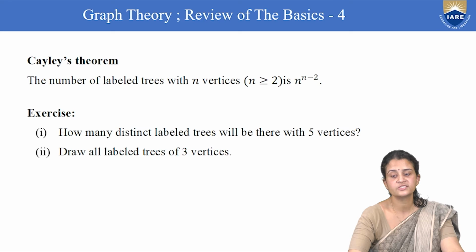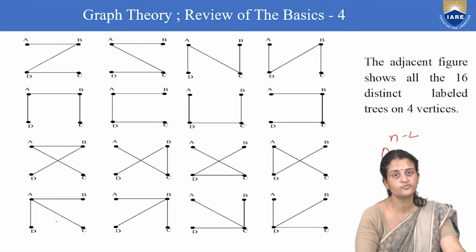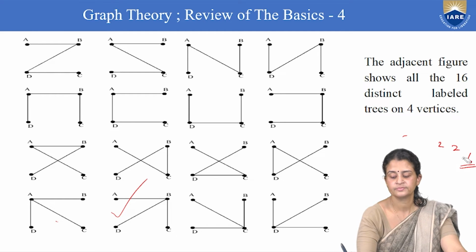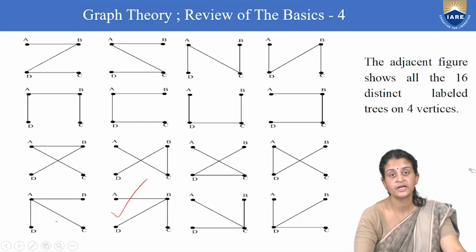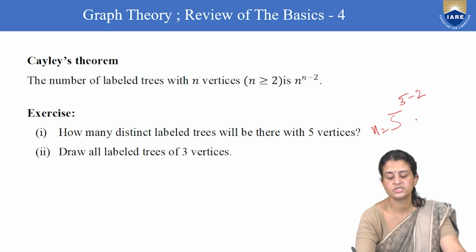Here, is it true in this case that it is n power n minus 2? When n equals 4, what will it be? 4 power 4 minus 2, which is equal to 4 power 2, which is equal to 16. Here we have got it, right? How many different labeled trees will you find when n equals 5? When n equals 5, it is 5 power 5 minus 2, which is equal to 5 power 3, which is equal to 125.